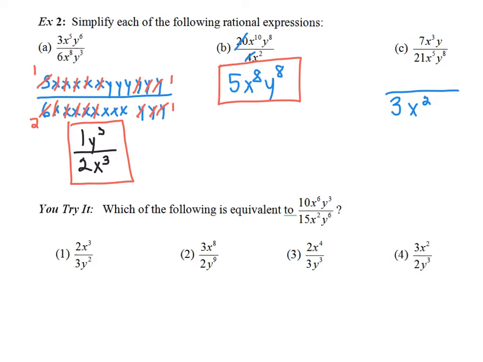Likewise with the y, I've only got 1 factor of y on top, but I have 8 factors of y on the bottom. So if I cancel that 1 like factor, I'm going to end up with a y to the 7th on the bottom. I've canceled everything off of the numerator, so that tells me that my numerator is left with a 1. Don't forget to fill that in. Pause the video for a minute and please try the you try it. This is a multiple choice you try it, so see which answer you're going to pick.